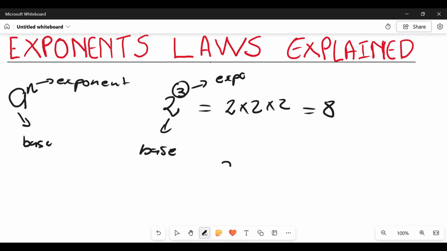Sometimes you can be given a variable that is not known. For example, you can be given x to the power of 2. This basically means that x multiplies itself twice. Remember, the exponent here means that this base is multiplying itself 2 times. As for this one here, it means that this base, which is 2, multiplies itself 3 times. So hence we have 8 there. Now that we know what the base and an exponent are, let's start with the explanation of the laws. So we're going to do law 1 and explain it further.